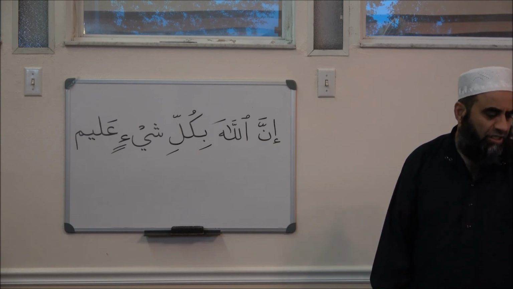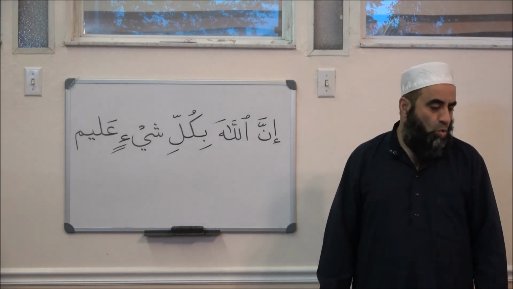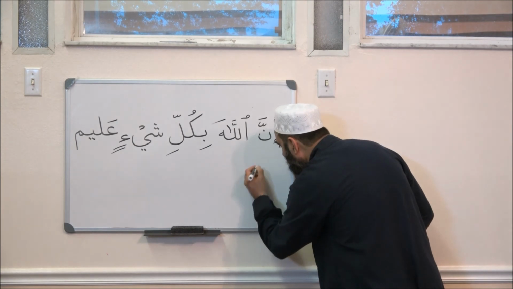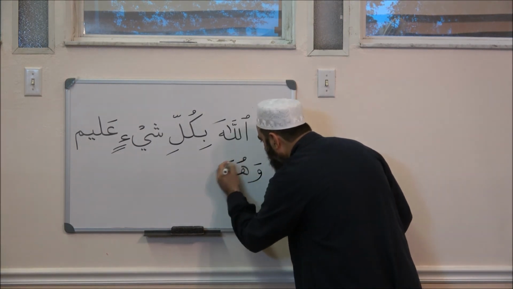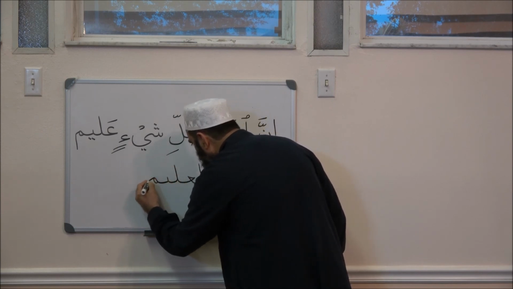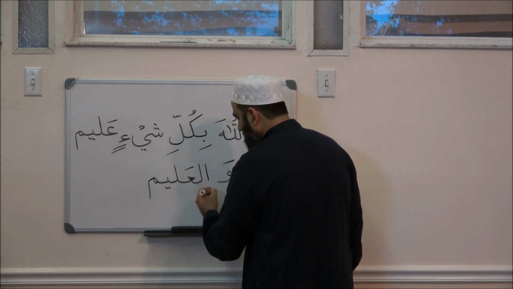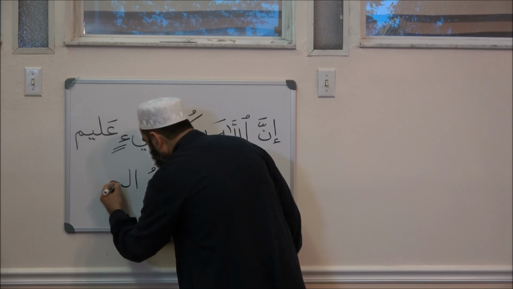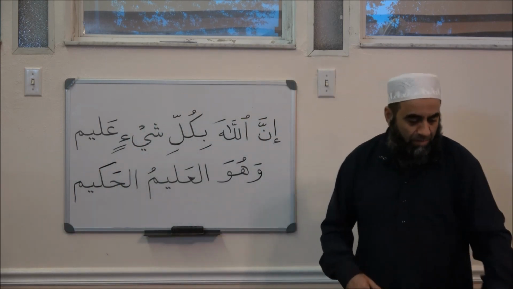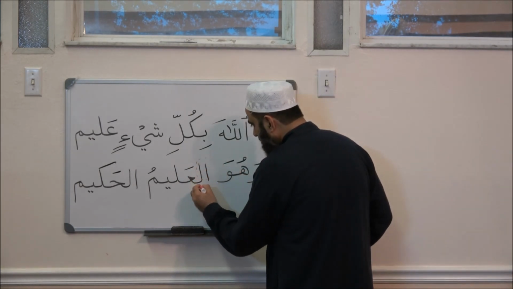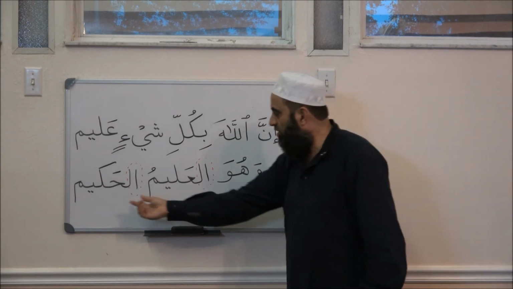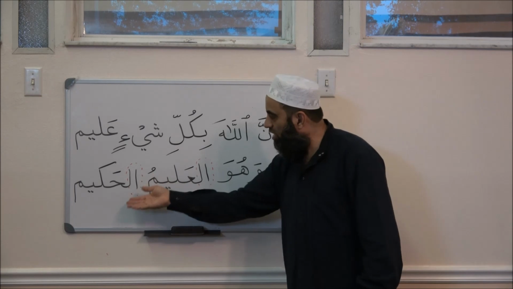What would be a simple translation into English to the Quranic segment? Wa huwa al hakimul alim. Let me write it. Okay, remember that the al means the, right? So the original word here is alim, and this hakim. So now wa huwa al alimul hakim. What does it mean?